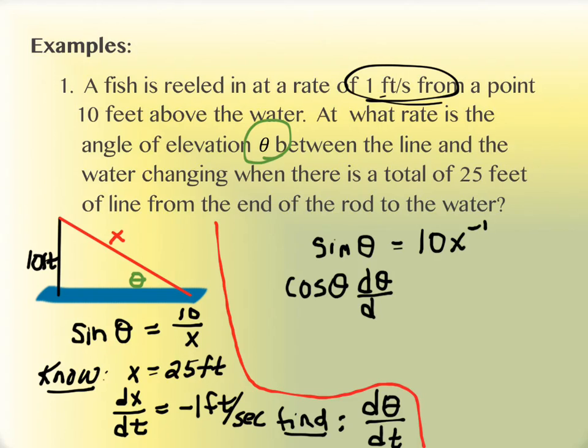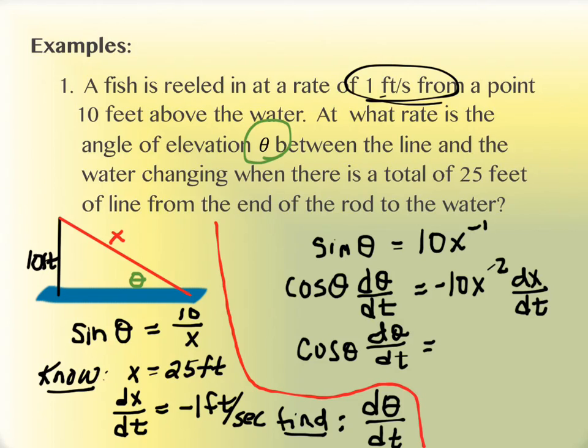When we were doing implicit differentiation, that's when we would have written y prime. Do you remember doing that? We're doing the same thing here. We're just going to write it as a ratio because we want to keep remembering that we're doing this with respect to time. All right, so what's the derivative of 10x to the -1? And then I need to write with respect to time, so it's dx/dt. So we can clean this up a little bit: cosine θ dθ/dt equals -10 over x squared dx/dt.